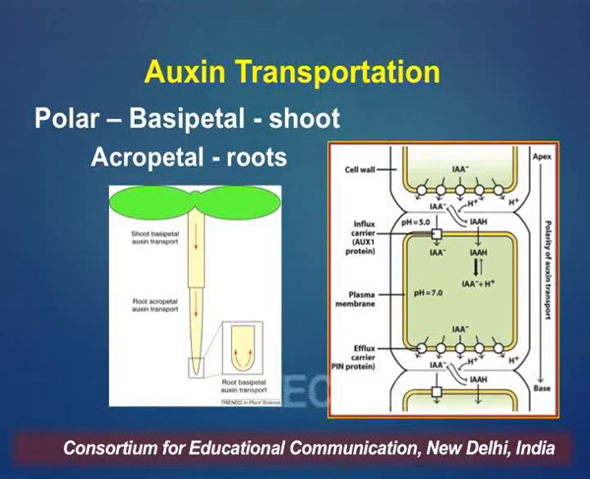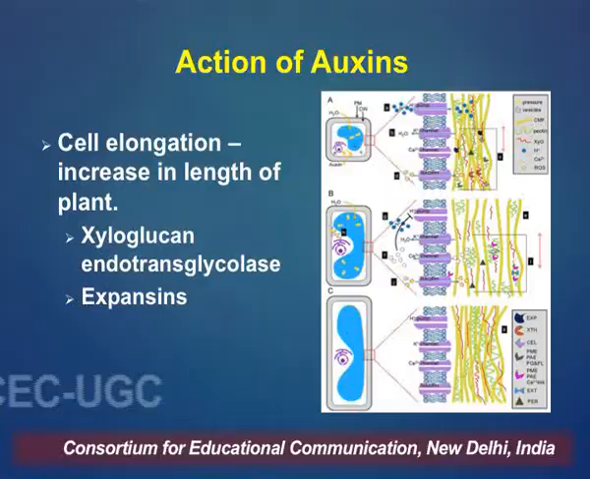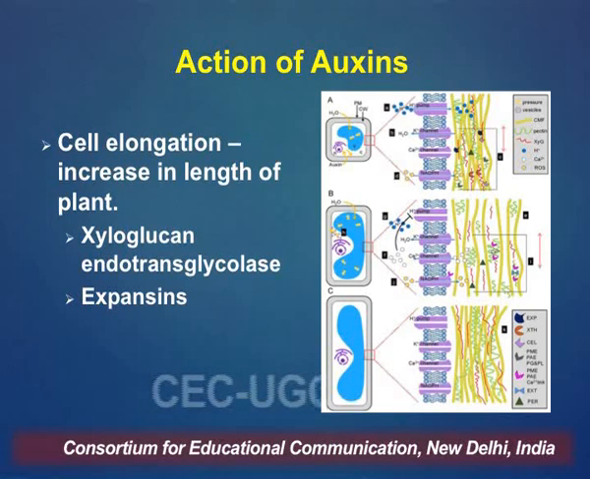If we look at its movement in the shoot system, the part of the plant above ground level, the movement is basipetal, that is, from the apex or tip of the shoot to the base of the shoot. And if we look at the movement of auxin in the root area, which is below the ground, such movement is acropetal, that is, from the base of the root to the tip of the root. But overall the movement is polar, that is, from the tip of the shoot to the tip of the root.